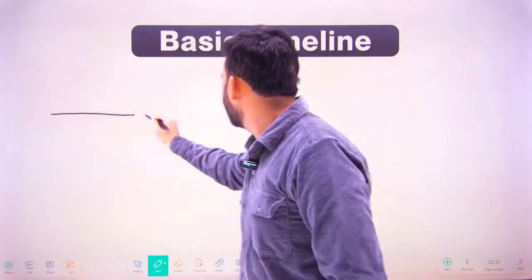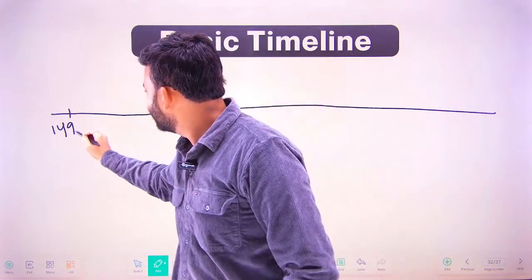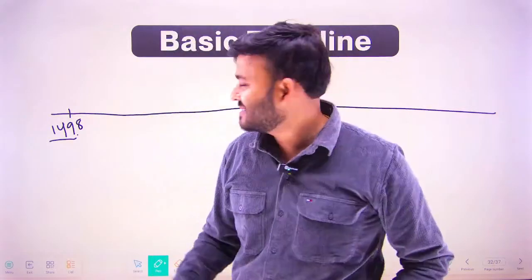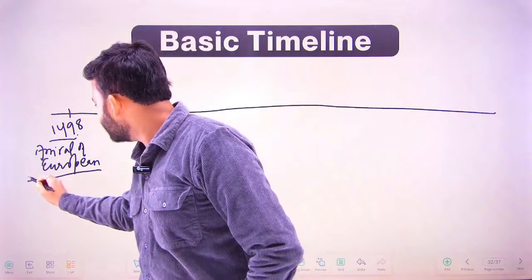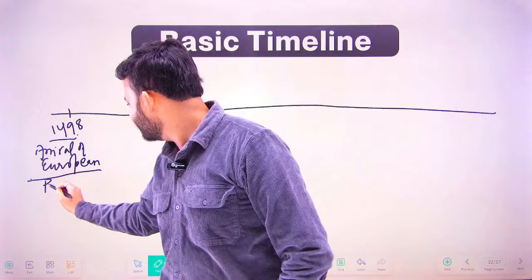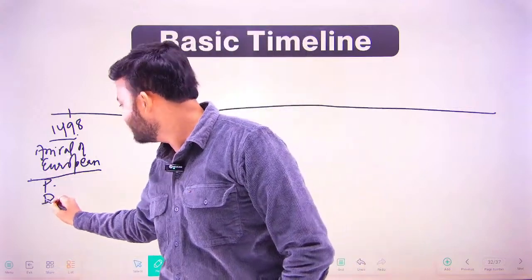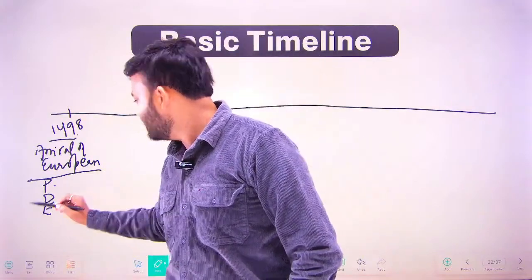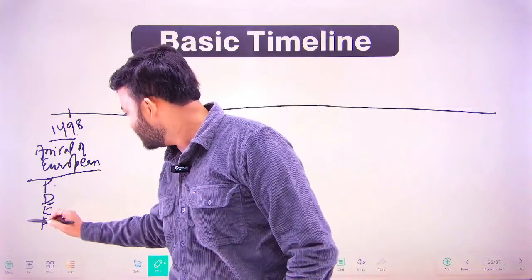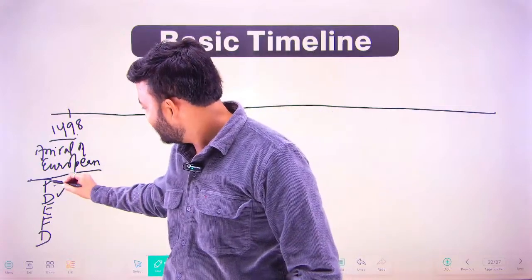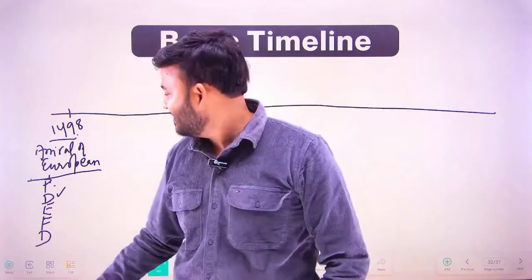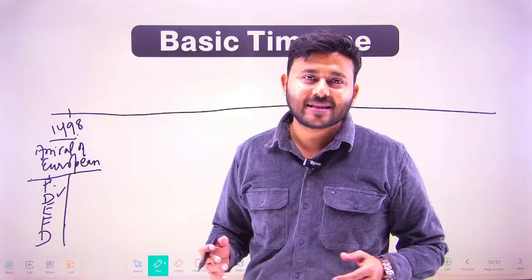So let's study the basic timeline for modern India. 1498, arrival of European powers. When I call European powers, it starts with Portuguese, followed by Dutch, followed by English, followed by French, and last but not the least, Danes. Dutch means Netherlands, Danes mean Denmark. So you can remember it in this fashion like PDF. So this was the Vasco da Gama and all. So we'll be discussing in detail. No issues about that.